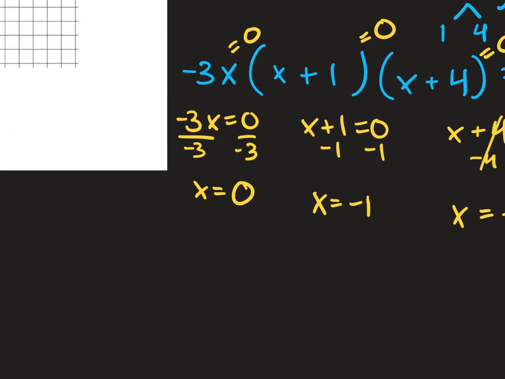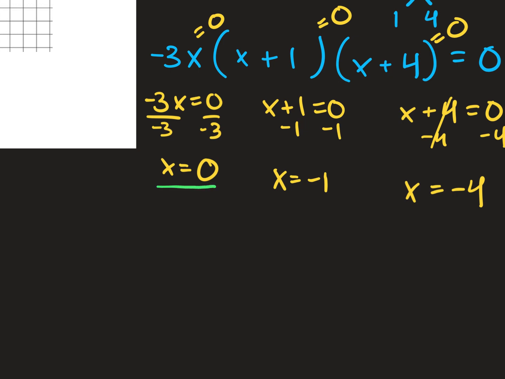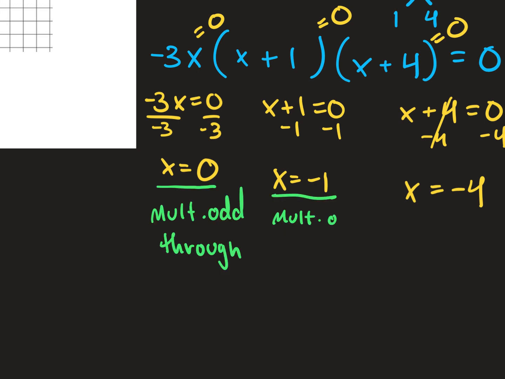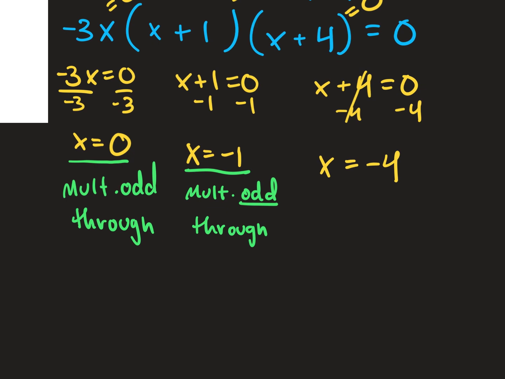Now let's do our multiplicity. How many x is equal to zeros do I have? Just 1. So is my multiplicity even or odd? Odd. And if we have odd multiplicity, do we touch and turn or go through? Go through. How many x is equal to -1s do I have? 1. So is my multiplicity even or odd? Odd. Do we touch and turn or go through when we have odd multiplicity? Go through. How many x is equal to negative 4s do I have? 1. So is my multiplicity even or odd? Multiplicity is odd because I only have one of them. If my multiplicity is odd, do I touch and turn or go through? Go through.